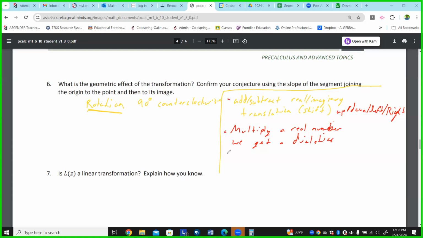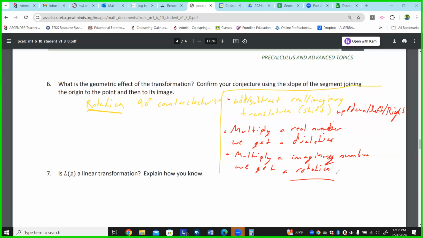And then what you just now saw, if you multiply a imaginary number, we get a rotation. Now, it's not necessarily always going to be 90 degrees, because what if I multiply everything by i squared? What would I get? I would rotate 180 degrees. I would get -1. So I get a rotation of 180 degrees, but then it becomes a real number of -1. So it can also be considered a reflection or a dilation in the opposite direction.